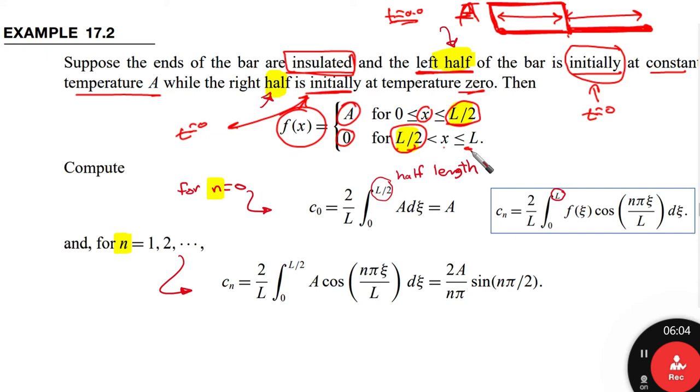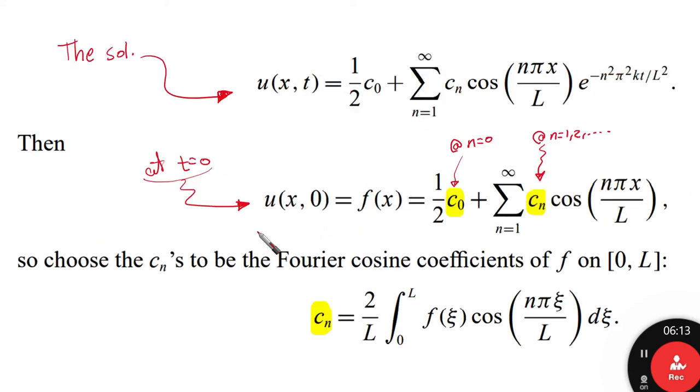Okay, now we are going to compute, for n equal to 0, C naught. We want this C naught first, as you remember, and then we are going to compute Cn after that.